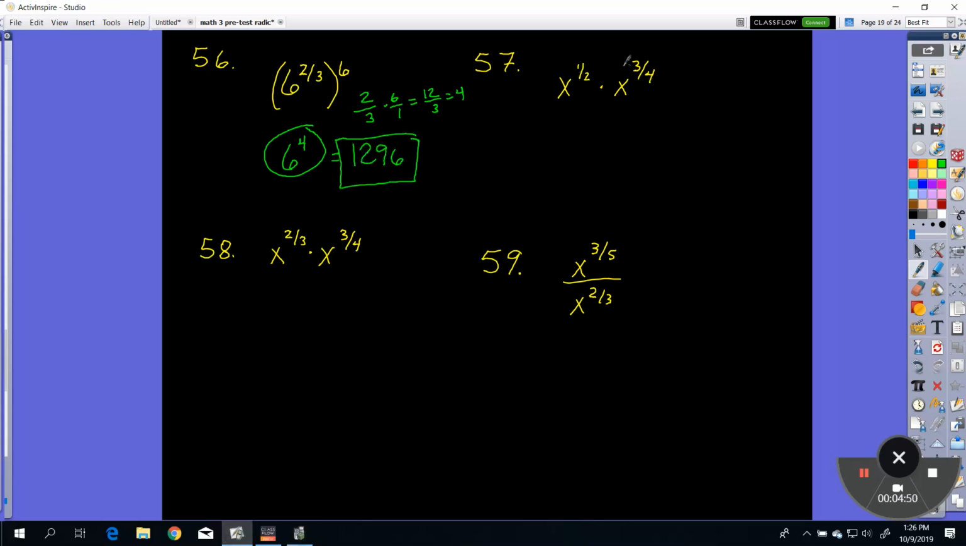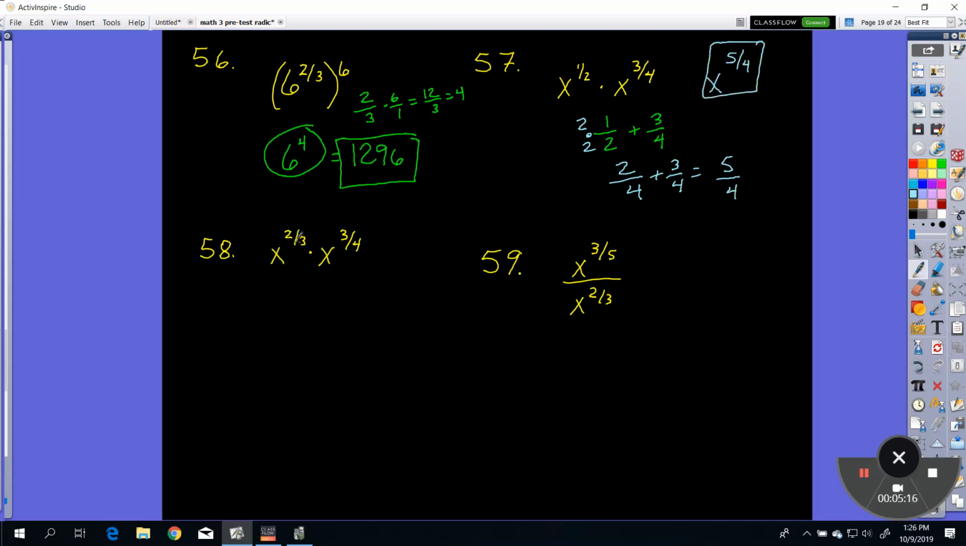On 57, remember, if the bases are the same, you add the exponents, so you're really adding 1/2 plus 3/4. To add fractions, you have to have common denominators, so I multiply top and bottom by 2. So that's 2/4 plus 3/4. So that makes 5/4. So that answer is x to the 5/4.